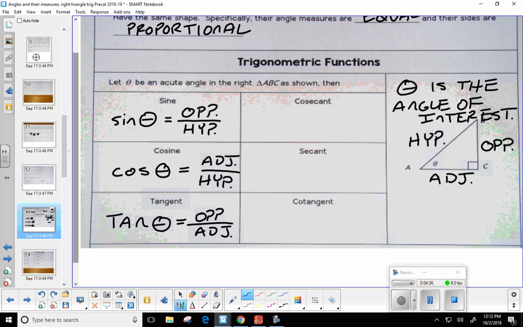You're probably saying, wait a second, Mr. West, they have reciprocals? They do. Okay. So cosecant, that one didn't go over as well as I thought it would either, but okay.